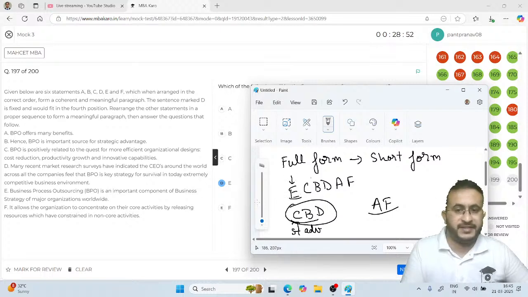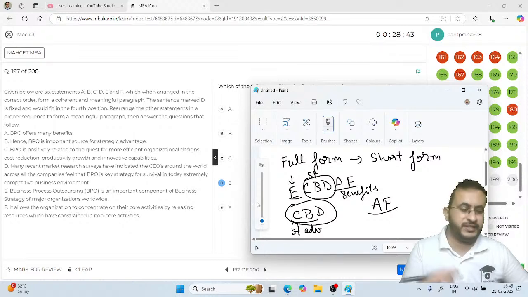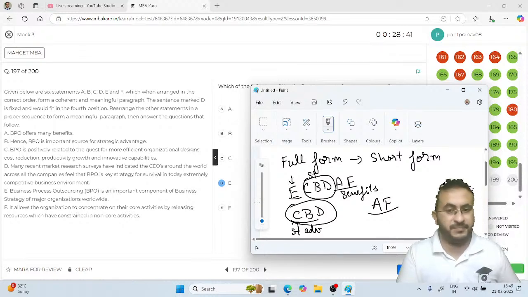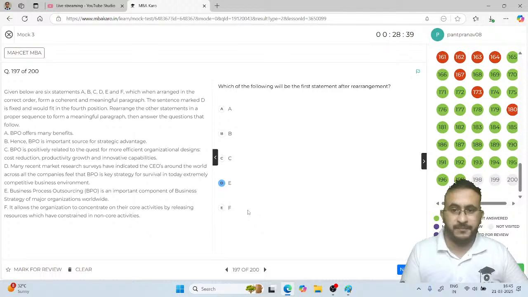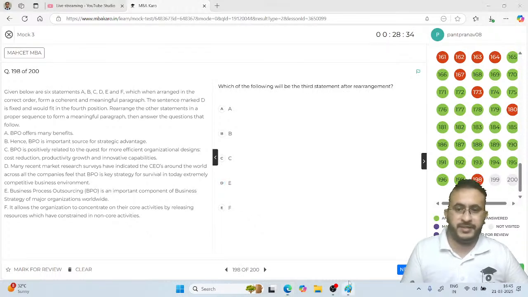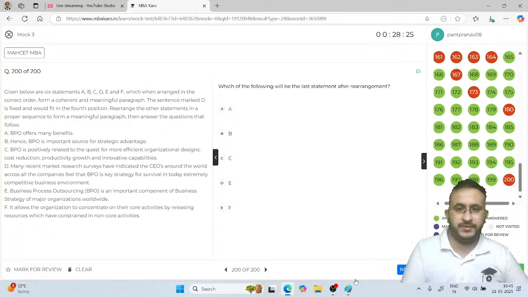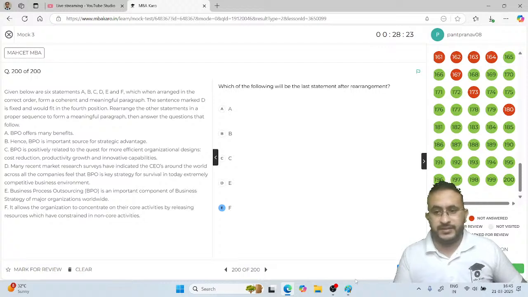It defines, then it talks about strategic advantage, right? Then A talks about benefits, and F also describes those benefits. Okay, so that makes the order. Okay. Third statement is B. Fifth statement was A. Last statement was F. Okay, so this we have done.